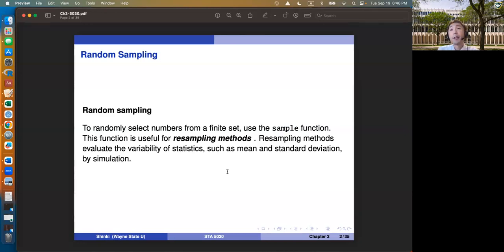For example, if we have the heights of 10 WSU male students, then we can calculate the standard deviation of it. But how reliable that standard deviation is, we cannot really see. But if you use resampling methods, we can evaluate the variability, of the median or maximum or minimum or something like that.